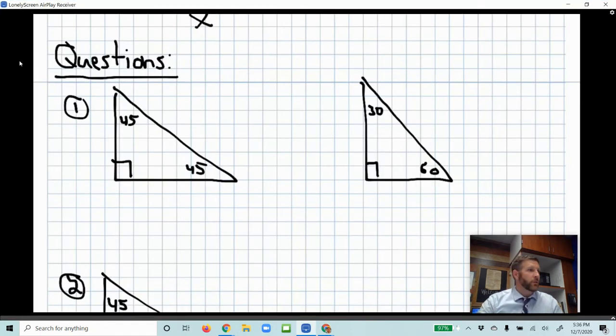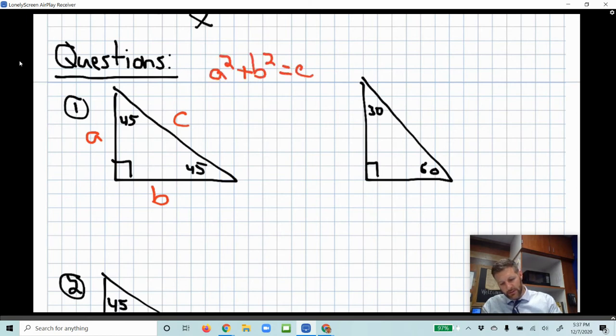All right. So the first question is: if you know a triangle is 45, 45, 90 or a 30, 60, 90, what method do you not have to use to find the missing sides? Okay, so what this question is getting at is we've already learned a way of solving right triangles, and that is the Pythagorean theorem, where we would have a squared plus b squared equals c squared. And so what I'm trying to get at with this question is you no longer need the Pythagorean theorem if you're dealing with a 45, 45, 90 or a 30, 60, 90.